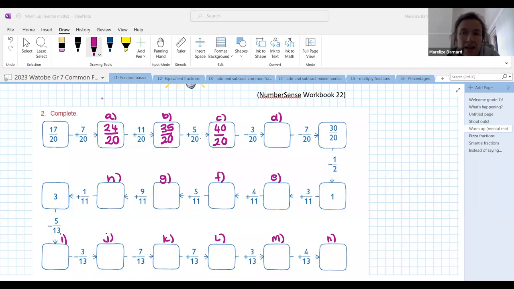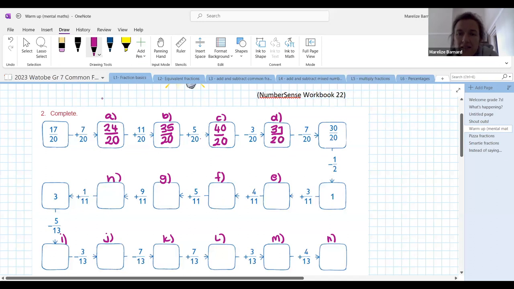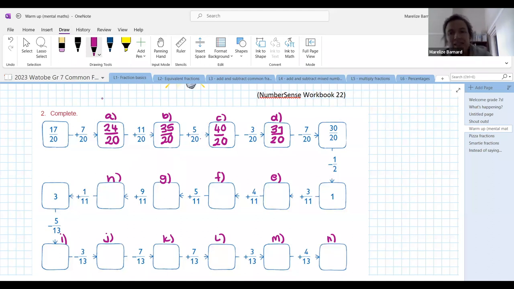If I have 40 twentieths, and I take three of them away, how many do I have left? Someone said 37, that's it. 37 twentieths. And if I take another seven away, that's 30 twentieths. Now I subtract a half. Can anyone tell me how many twentieths a half would be? Not 15. 10 twentieths, that's right. So if I subtract 10 twentieths or a half, then I get 20 twentieths, which is a 1, because 20 twentieths is going to make up a full whole.